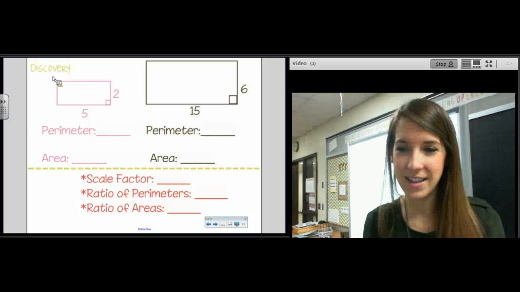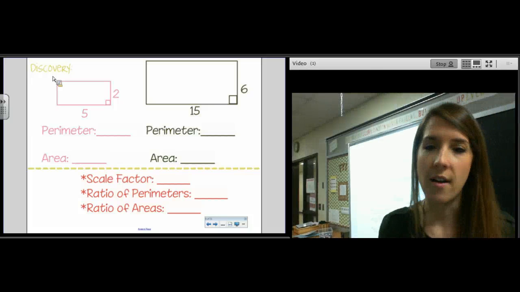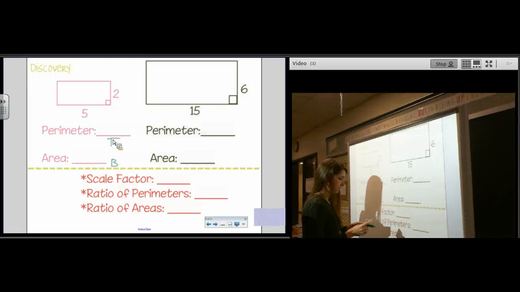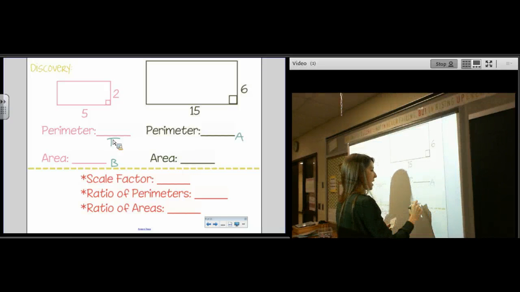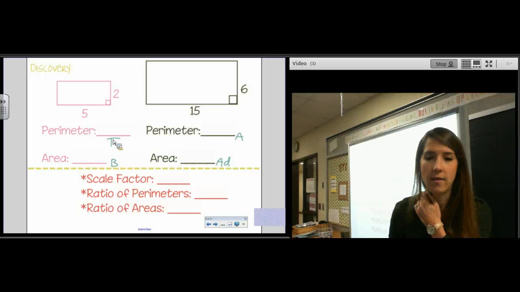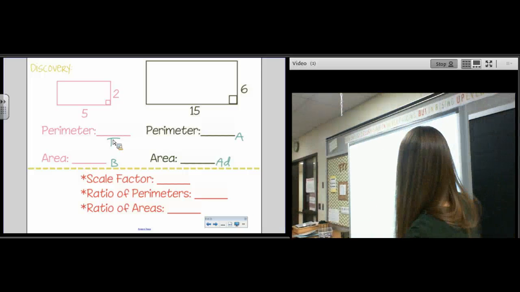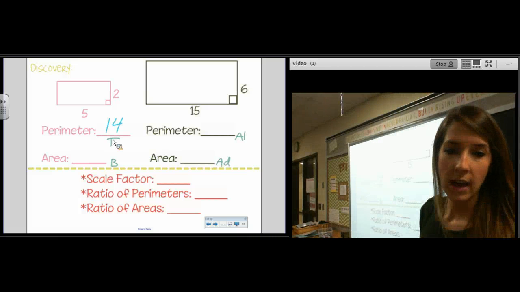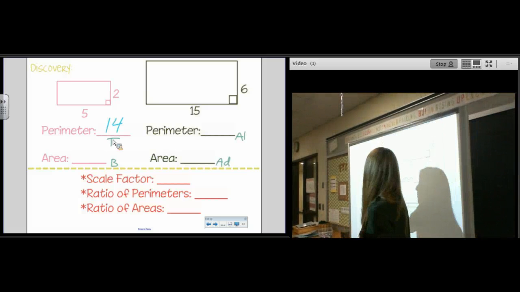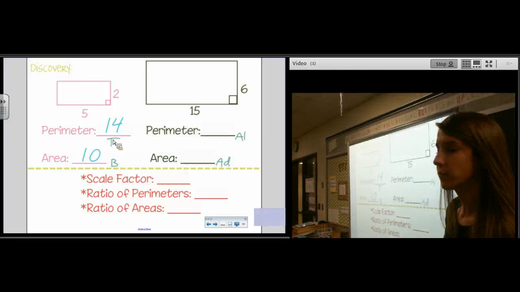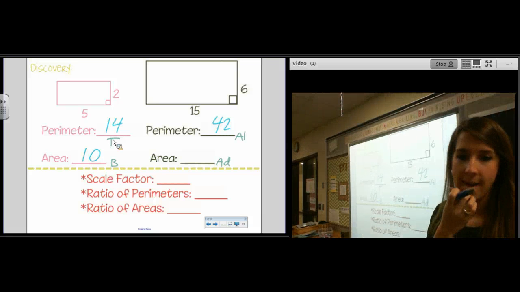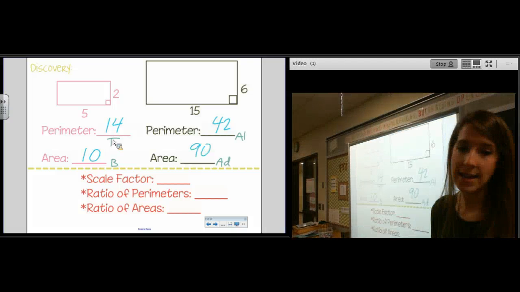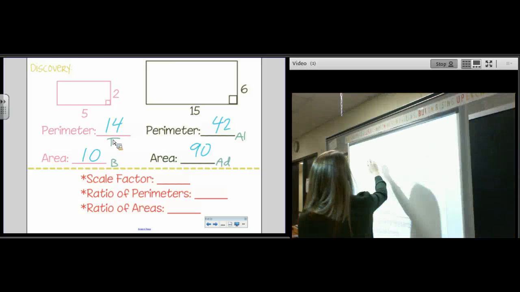Let's see, I haven't called you all's names in a long time. Let's do Taha, find the perimeter of this one. Brandon, find the area of this one. Albert, find the perimeter of this one. And Adriana, find the area of that one. All right, 14, area 10, perimeter 42, an area 90. Okay, Yeji, what is the scale factor that gets me from here to here?